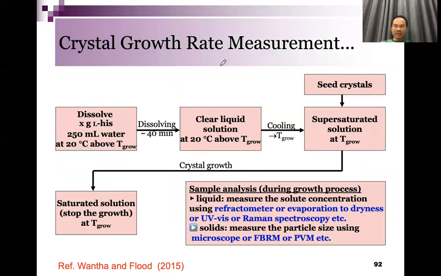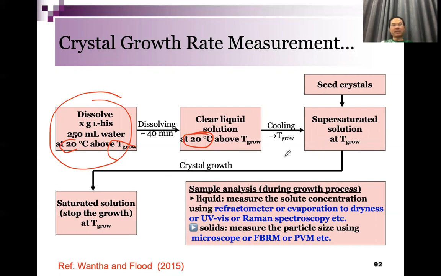And then, dissolve some amount of solute in solvent. You can dissolve at a higher temperature, about 20% above the T growth, that means the experimental temperature. After dissolving, we get a clear solution, and then you decrease the temperature to 20 degrees Celsius. For that case, you get a supersaturated solution, and then you see crystals. You get the process of crystal growth.